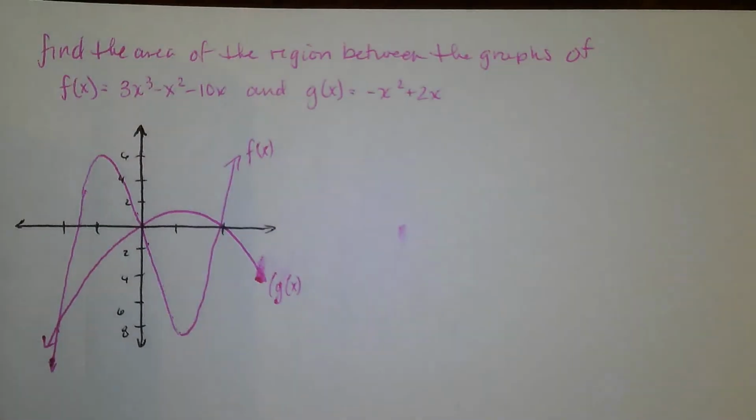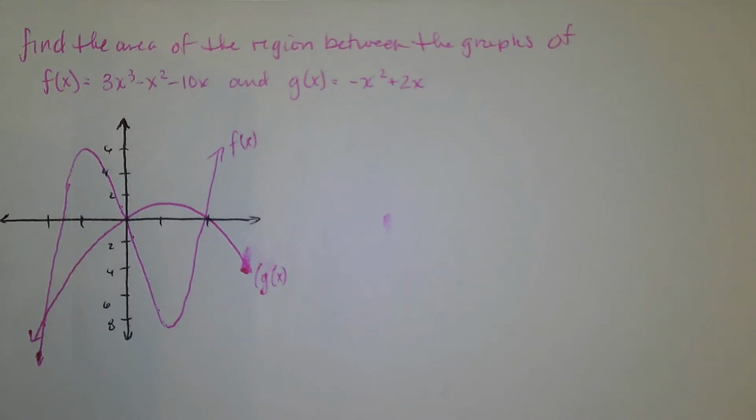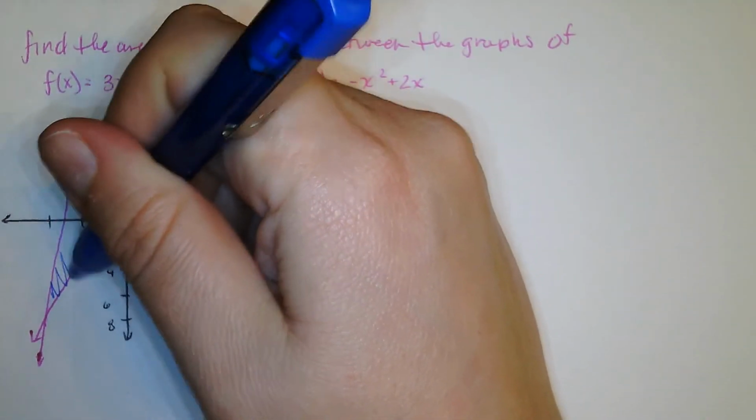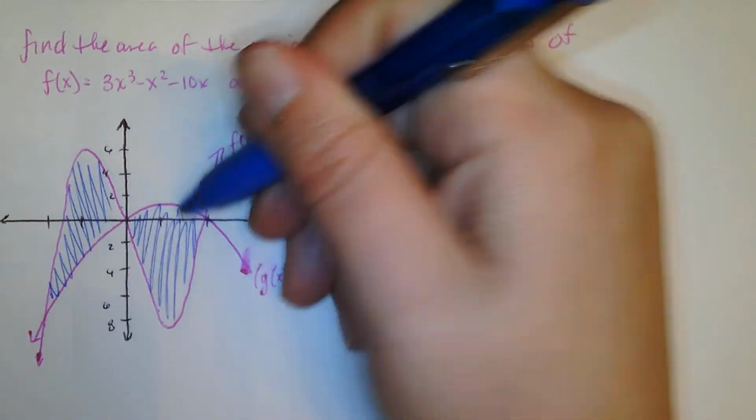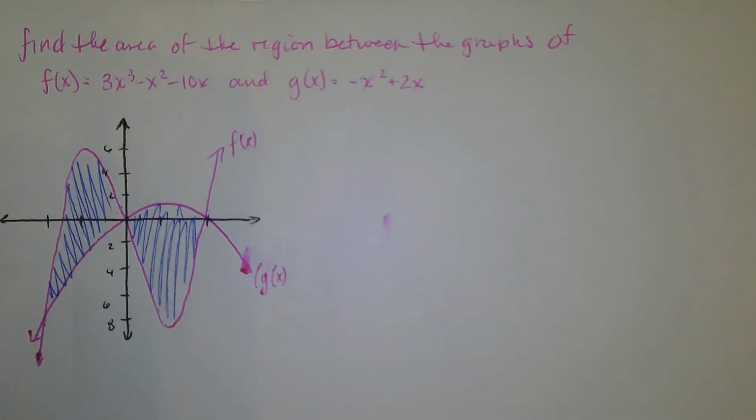All right, one more, and this one's definitely different. So I have two functions here. The issue with these two functions is they intersect 3 times. So if I want to find the area of the region between the curves, I want to find this area and this area, and I'm actually going to add them together.